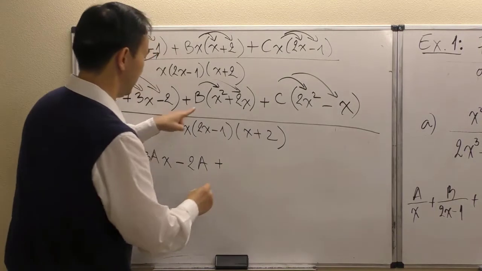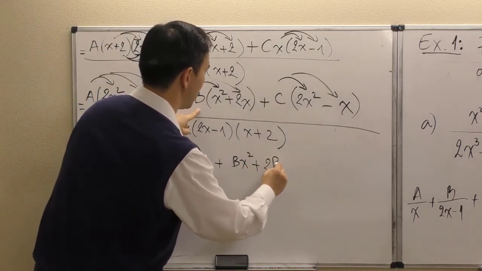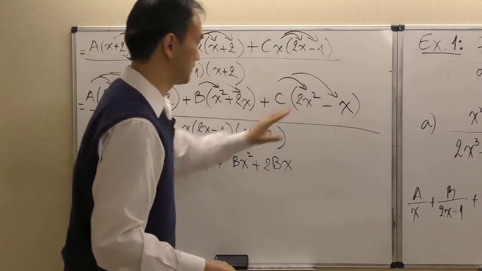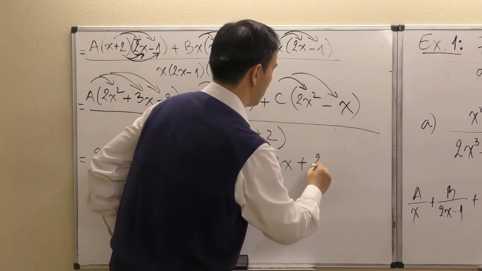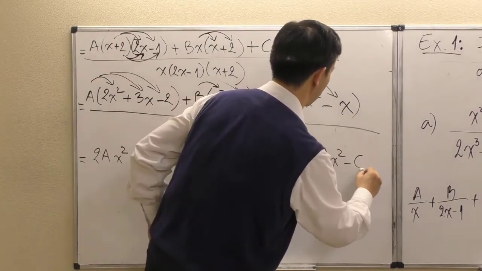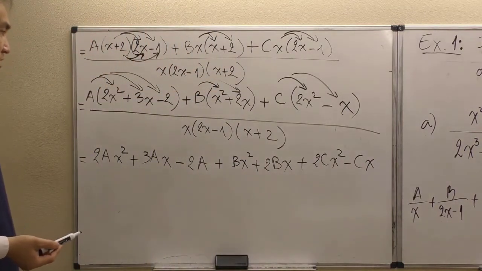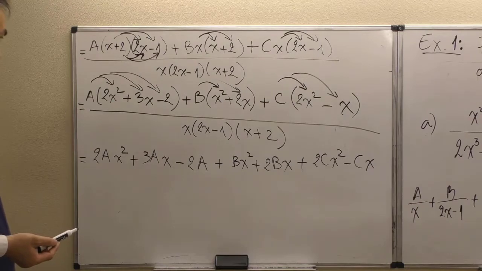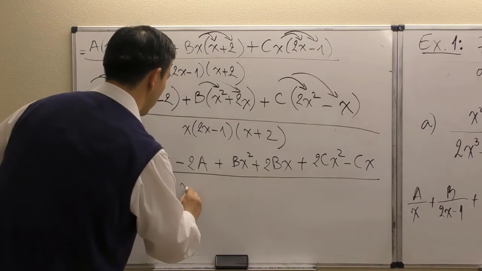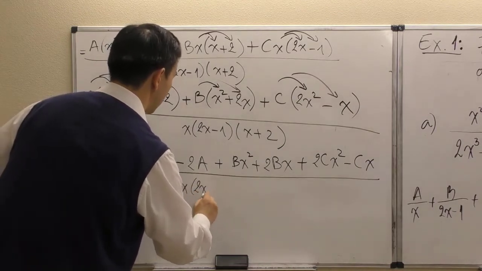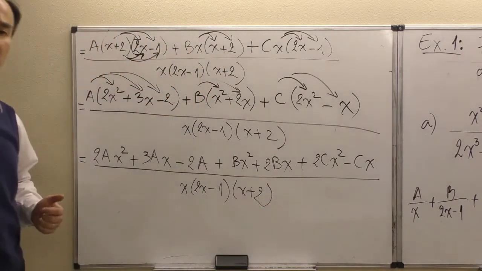Now plus, here we're looking at b x squared plus 2bx, and then the last group right here, after distributing out c, it's going to be 2cx squared minus cx. And of course over x times (2x minus 1) times (x plus 2). So it's completely all algebra right there.